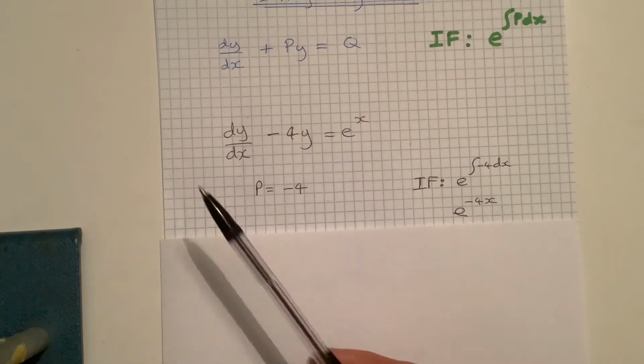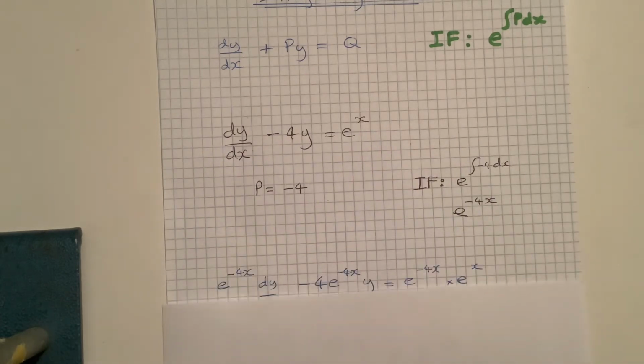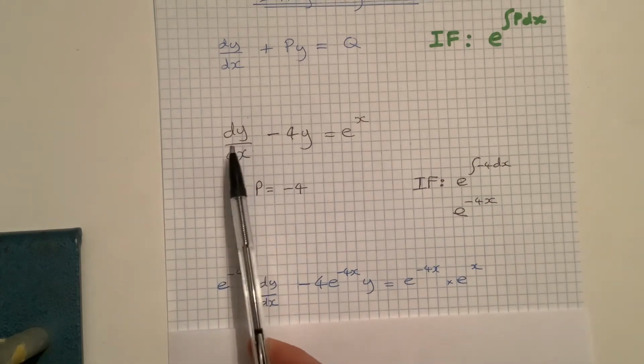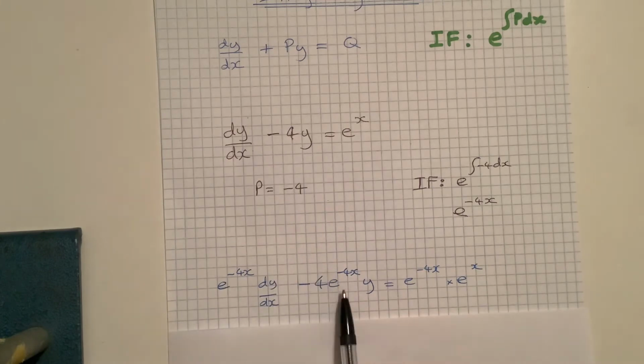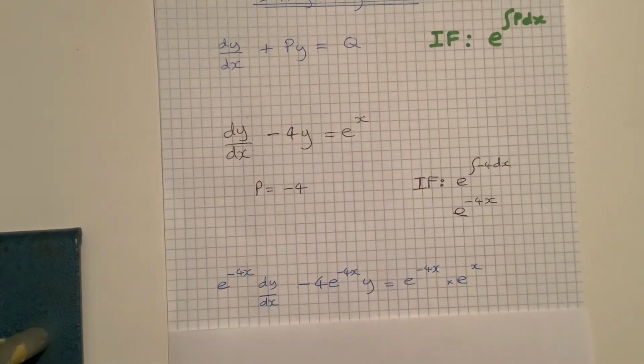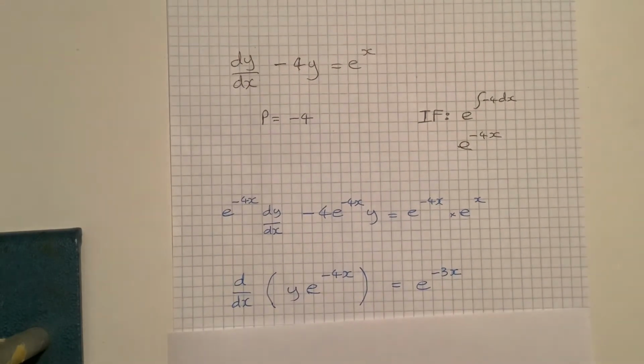So I am now going to multiply each term here by e to the -4x, which gives this. Timesing this by e to the -4x, this by e to the -4x, and timesing this by e to the -4x. Then, the left-hand side, I can rewrite all of that as the derivative with respect to x of y times my integrating factor.